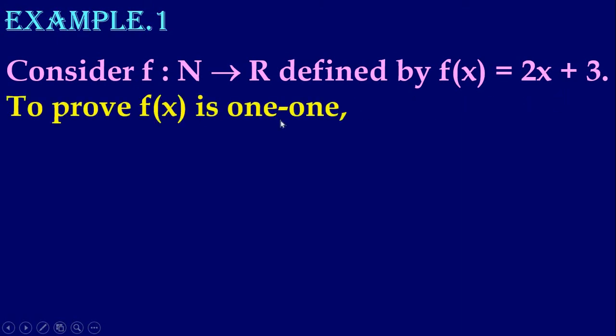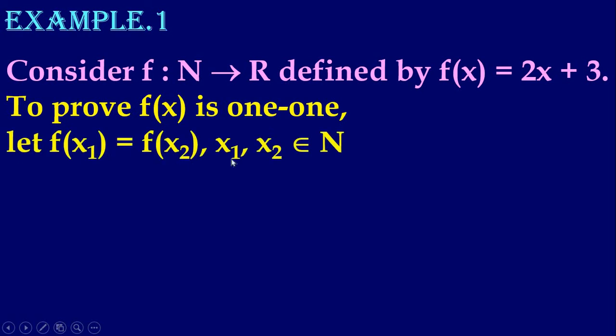Now to prove f of x is 1-1, we consider f of x1 equal to f of x2, where x1, x2 belong to N. Here x1 and x2 belong to the first set, which is N, the natural number set. It is given that f of x is 2x plus 3. Therefore f of x1 is 2x1 plus 3 and f of x2 is 2x2 plus 3.